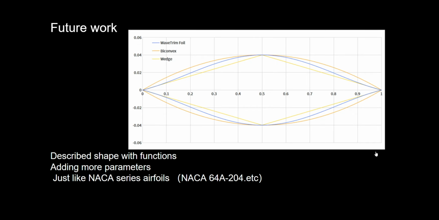For example, wave trim foil is just an airfoil that I shaped to reduce wave drag, and it is hard to do more design based on it because there isn't a way to accurately describe the shape. I am already working on using functions to describe shapes, and based on that I can easily extend this design and use some factors to determine a specific shape, just like the NACA series airfoils.